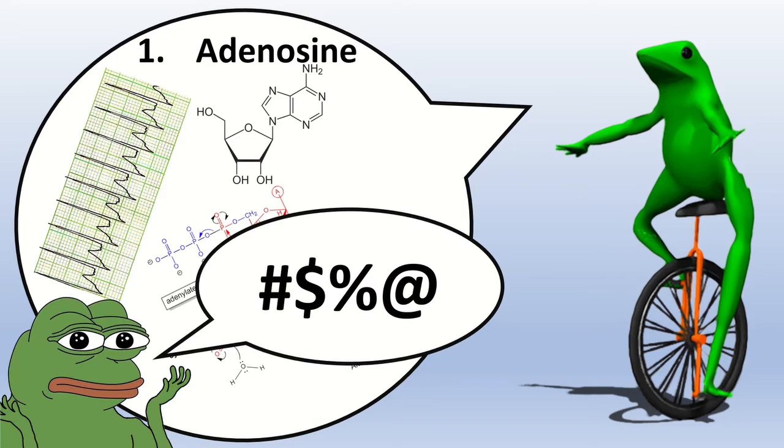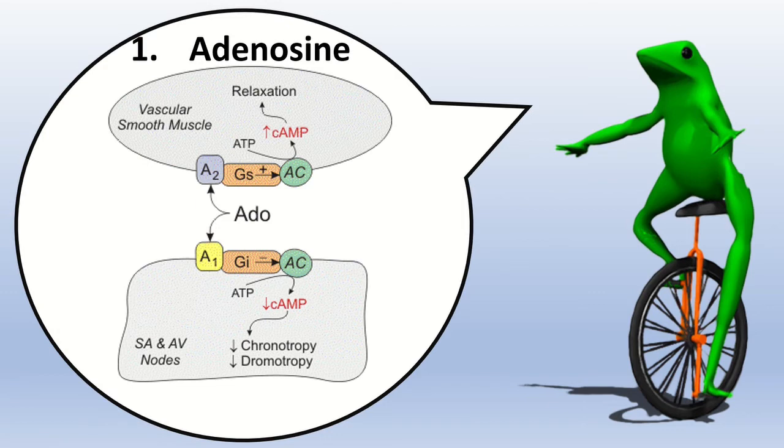In order for adenosine to act in the body, it must be received by some sort of receptor, right? Yes, Pepe, that is correct. You are a very smart frog.